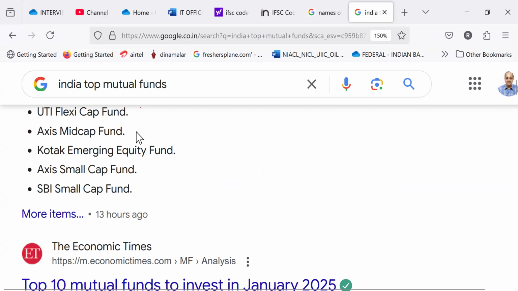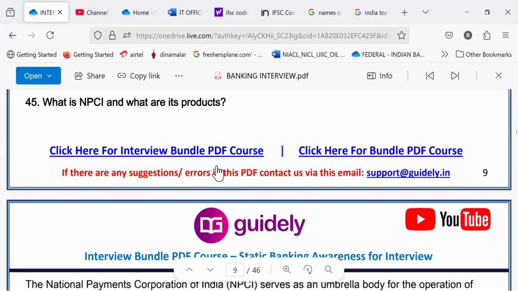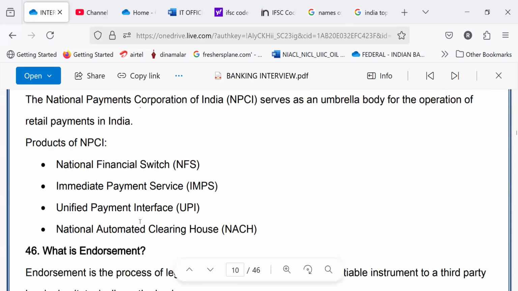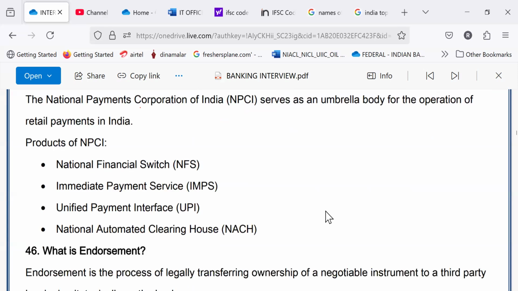That will be good. Now we are going to this one. Are you seeing the material now, Harish? Yes, sir, I can see it. Please go through NPCI and NPCI products. Read this. National Payment Corporation of India serves as an umbrella body for the operations of retail payments in India. Products of NPCI: National Financial Switch, Immediate Payment Services, Unified Payment Interface, National Automated Clearing House.